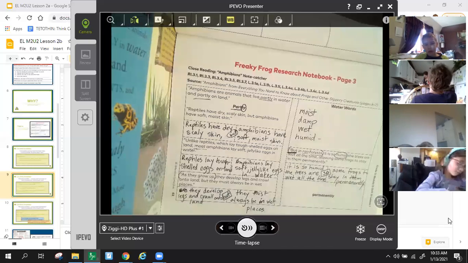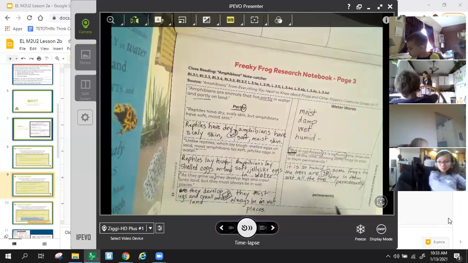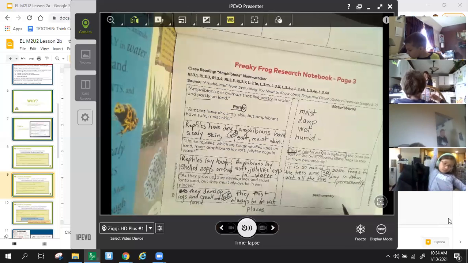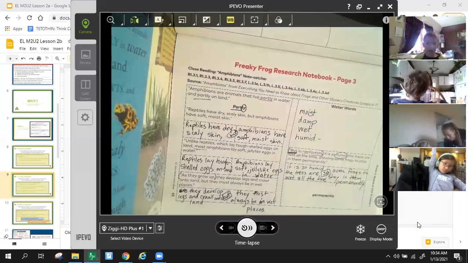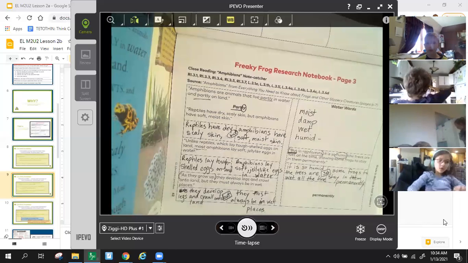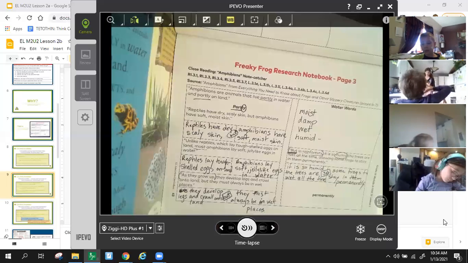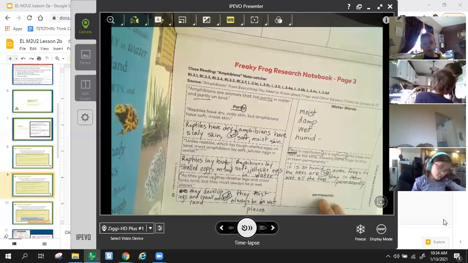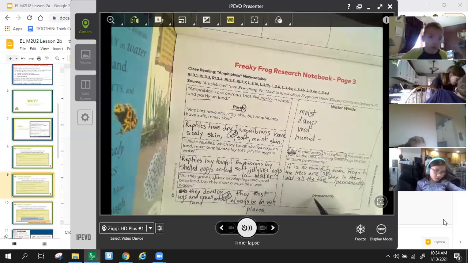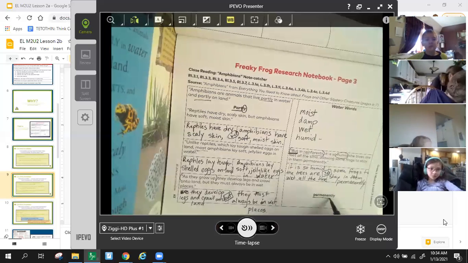All right, so I want to look at that word permanently real quick. What word do you see inside permanently? Oh, Elena's on fire today. All right, Elena, what word do you see inside permanently? Permanent. Okay. Permanent is our root word, isn't it?